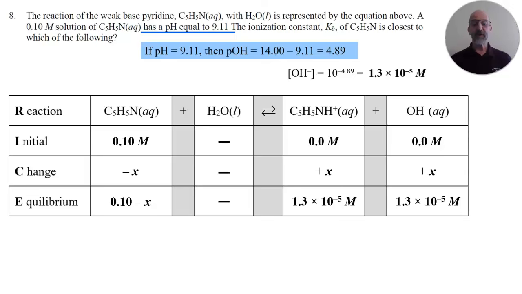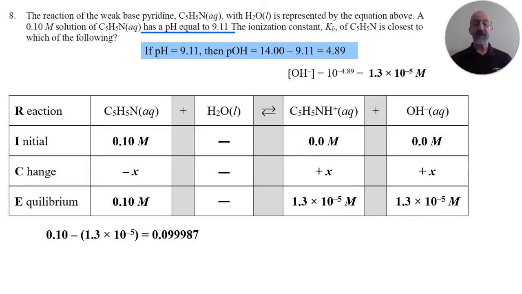And now if you pick up your calculator and you do 0.1 minus 1.3 times 10 to the negative 5, what you will get is a number that is practically the same as 0.1. It's technically 0.0999887. So for our purposes, we can assume that 0.1 minus x is equal to 0.1.